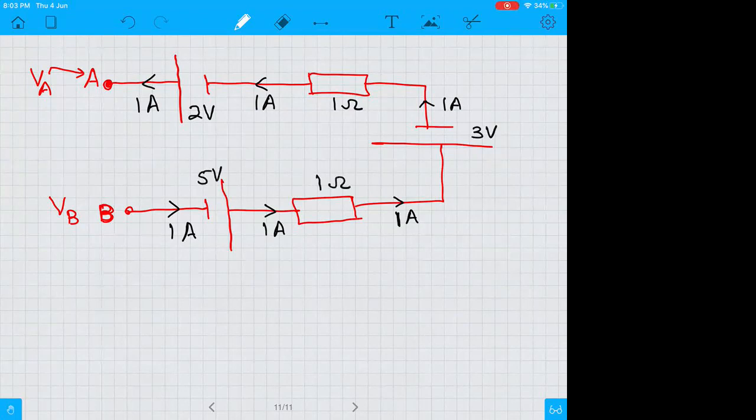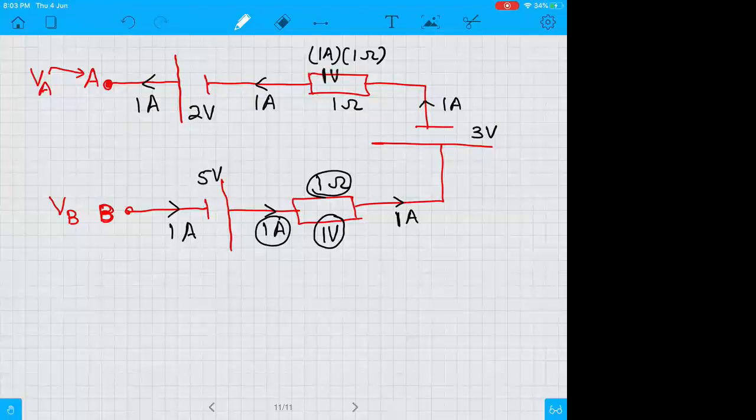So if you have a current of 1 ampere and a resistor of 1 ohm, then the potential difference across the resistor will be 1 ohm into 1 ampere. It would become 1 volt. So this resistor has a potential difference of 1 volt. This resistor also has a potential difference of 1 ampere into 1 ohm, so it would become 1 volt.